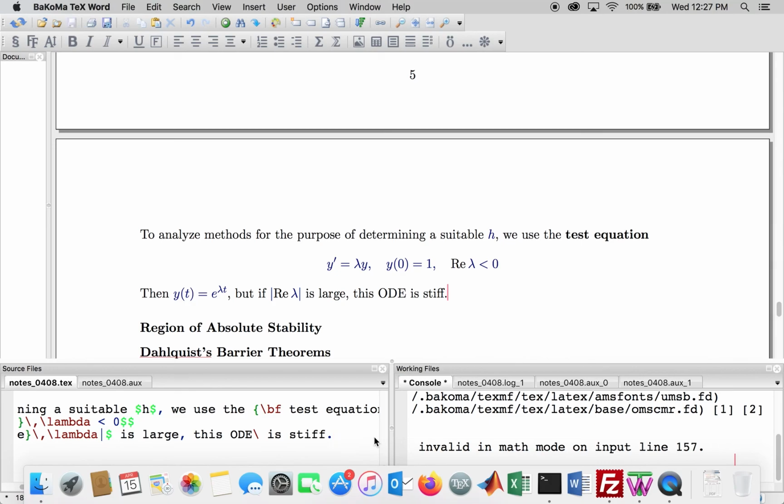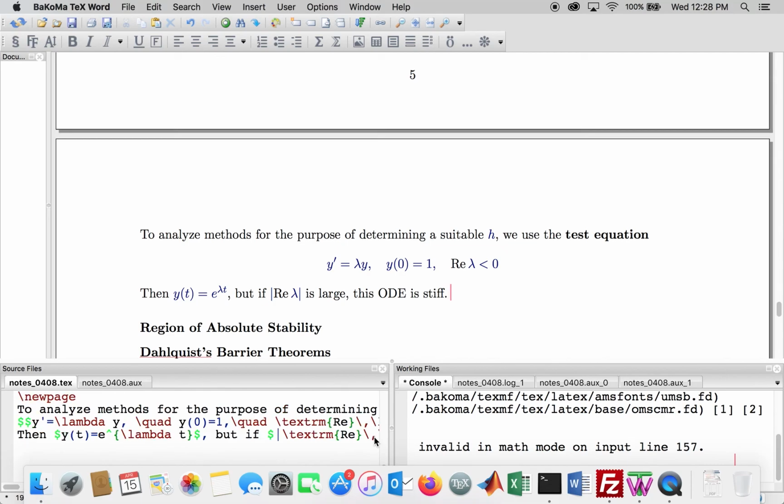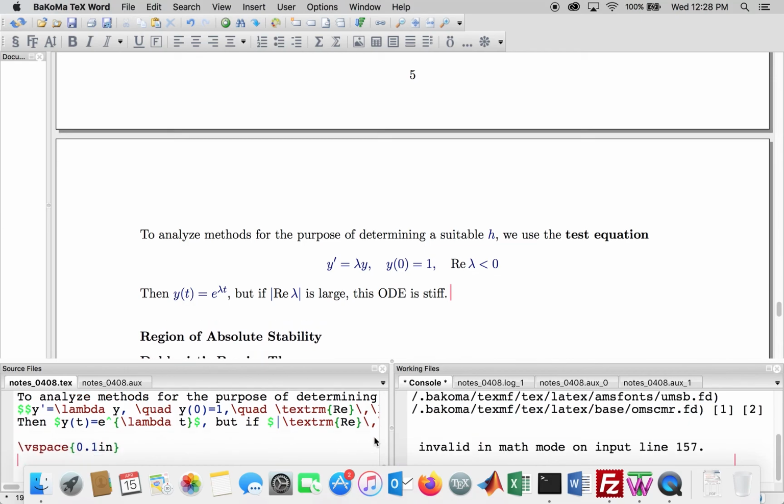What we could do is take a given numerical method, like a one-step or multi-step method, and apply it to this problem. It'd be fairly straightforward to work out what the computed solution would be. Then we want to make sure that h is small enough so that the computed solution behaves as it should, that it exhibits that exponential decay. First I'm going to discuss one-step methods.